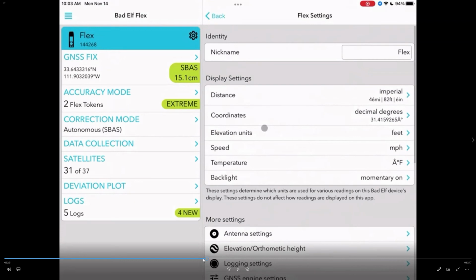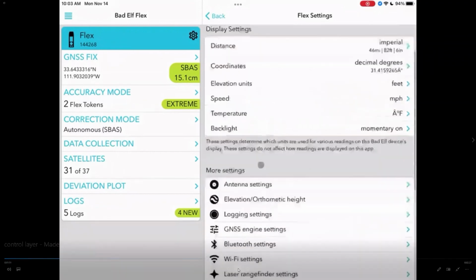We save everything in the app. We have a nice checklist workflow. Really, all you have to do is just go to correction mode and select RTK, and then just hit the blue button to connect. So probably can connect no more than 10 seconds after boot up. And then you just go over to your data collection app. So super fast and easy.